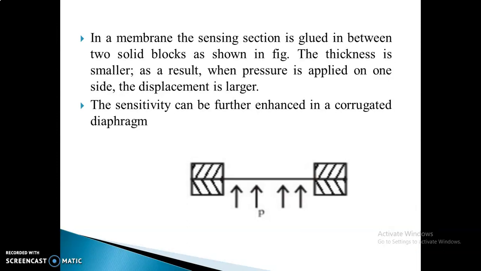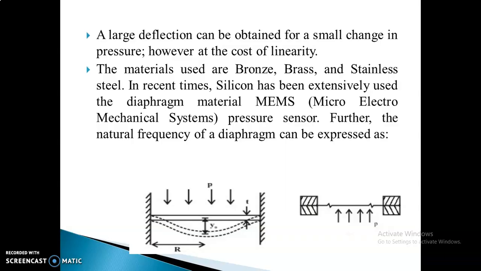So this is the next type. In this type, you have a sensing section which is connected to solid blocks. You can see on the right and the left, you have two solid blocks connected by a membrane, and it's like a string, a wire. So when the pressure is applied, there will be some changes in between the string. Where the thickness is very small, when pressure is applied on one side the displacement becomes larger, so the sensitivity is very low. That is the reason they go for another type, called corrugated.